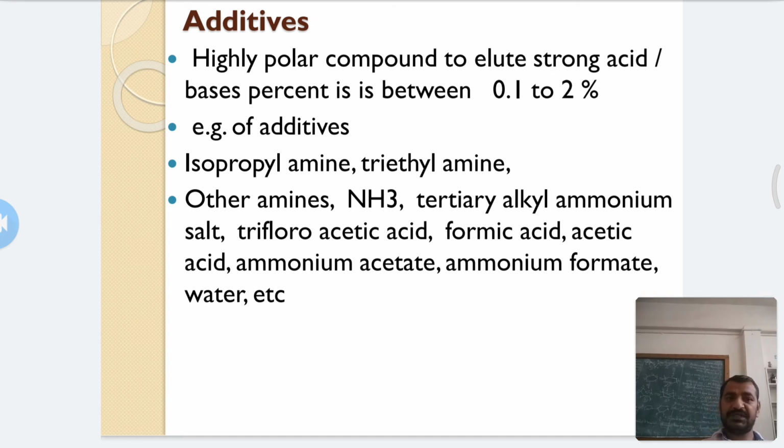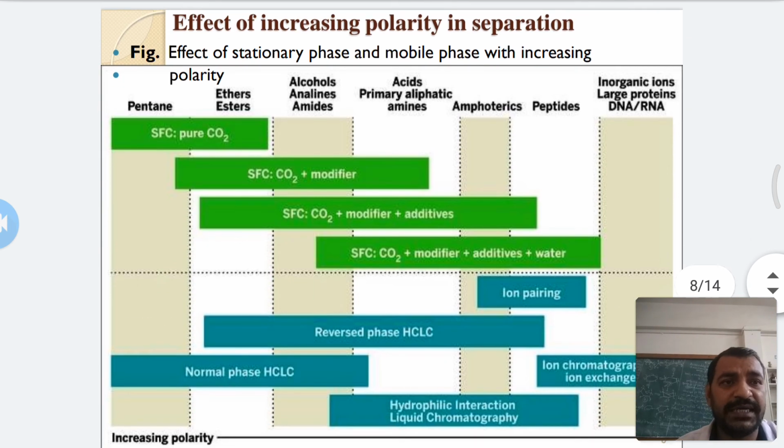Examples of additives: there are different types of additives we use in supercritical fluid chromatography, such as isopropylamine, triethylamine, other amines such as ammonia, tertiary alkyl ammonium salt, trifluoroacetic acid, formic acid, acetic acid, ammonium acetate, ammonium formate, water, etc. These help increase the polarity of the mobile phase for increasing polarity of the analyte, so they make it easier to separate our analytes.